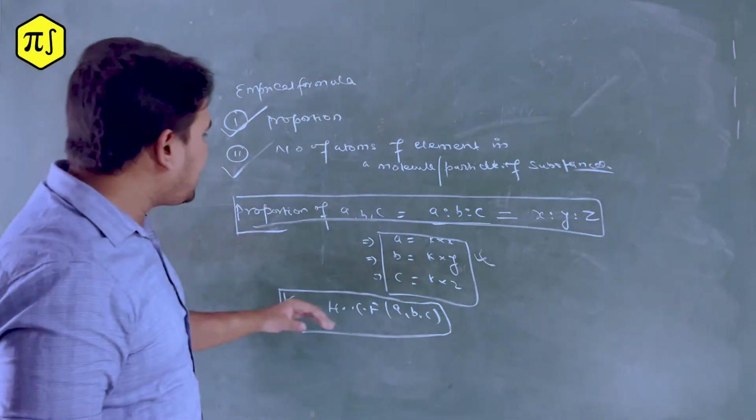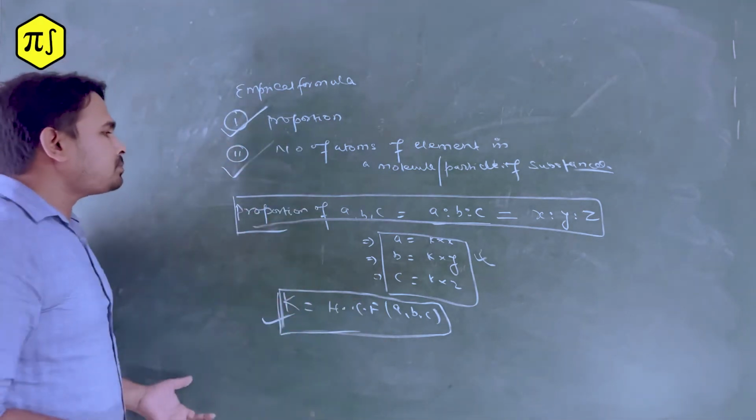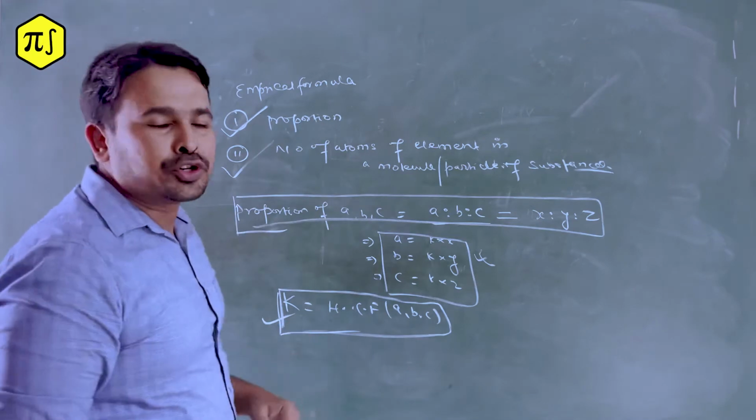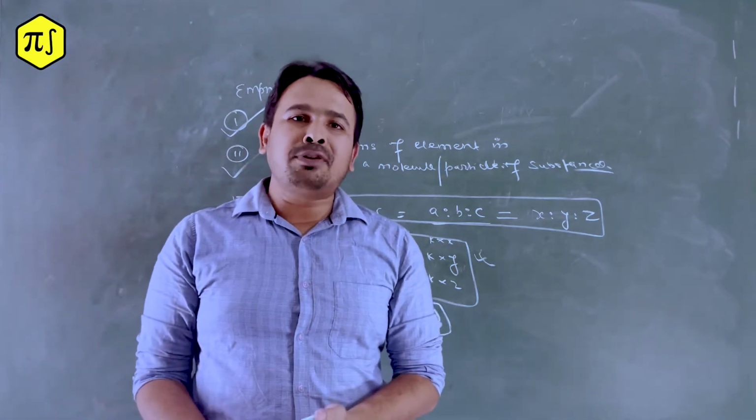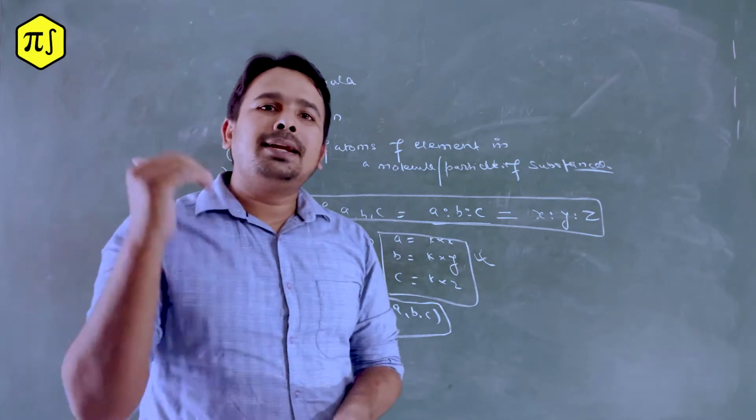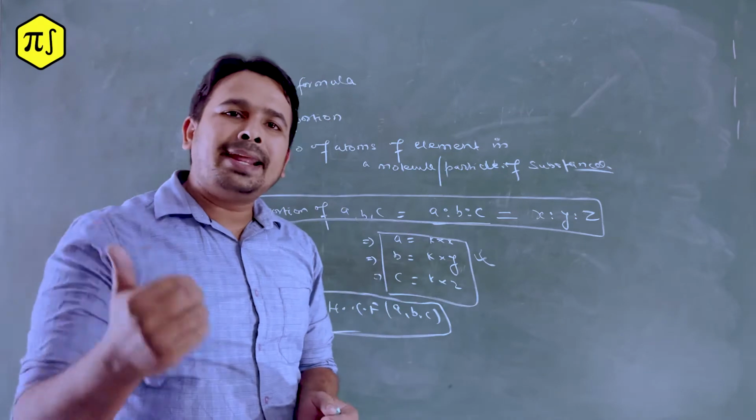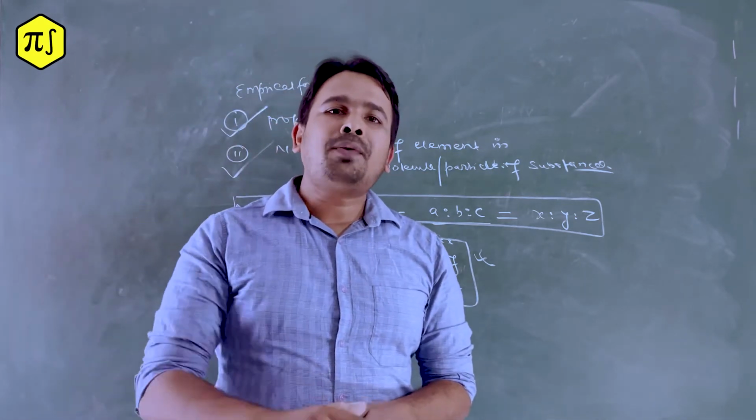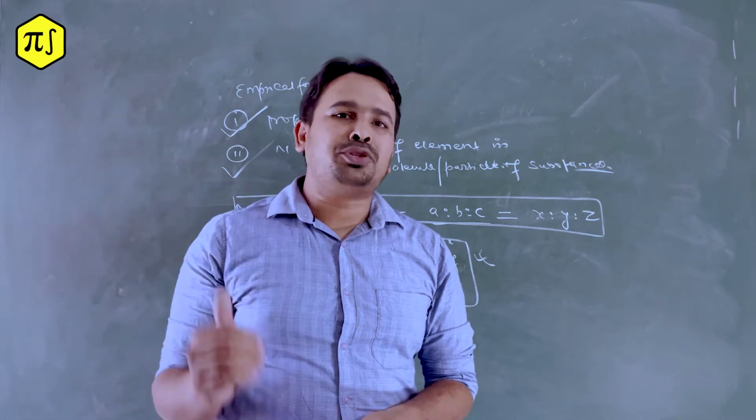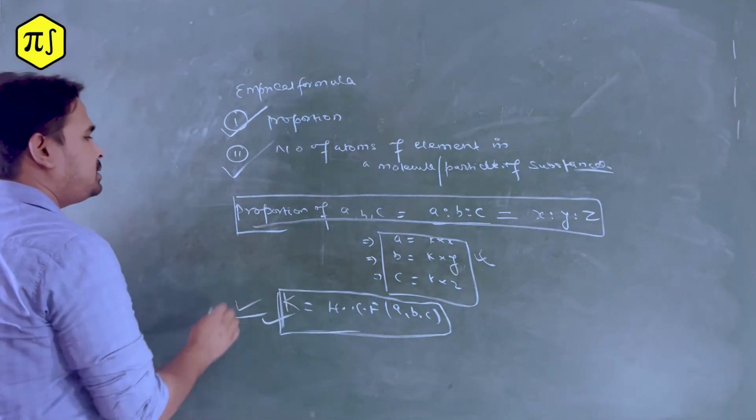Now you see here, K is the HCF of these numbers. This is how you know the proportion and how to calculate it. Next time if I tell you to calculate the proportion, what will you do? You will simply take the HCF of all the numbers and then divide each number by that HCF. Whatever comes will give you the proportion, right? This is a very important thing here.